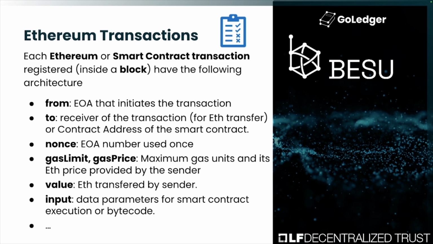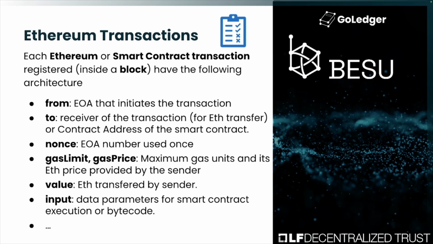The gas limit refers to the maximum computation effort allocated for the transaction, while the gas price represents the amount the sender is willing to pay in Ether per gas unit. A higher gas price increases the transaction's priority within the network. The value field specifies the amount of Ether to be transferred from a sender's balance. In the case of a smart contract interaction, it may also represent the amount of Ether required for payable methods.